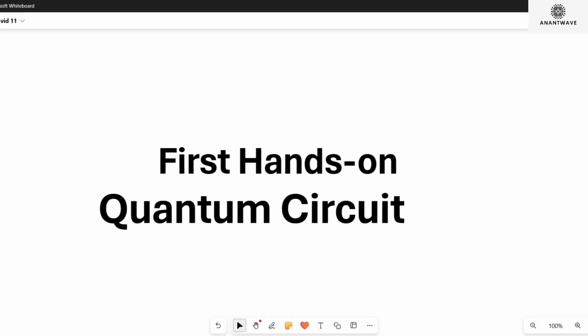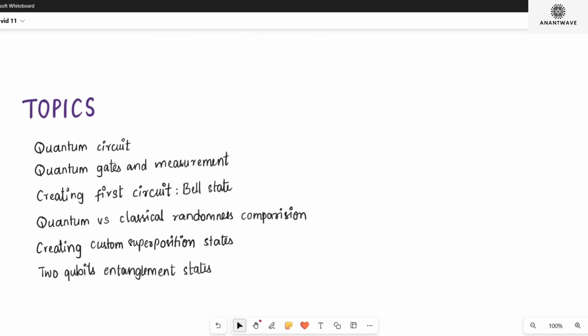Welcome to your first hands-on journey into quantum circuits. In this session, we'll explore how quantum circuits work and how quantum gates work, how measurement collapses states, and how we can construct meaningful circuits. You'll build your first Bell state, compare quantum randomness with classical behavior, create custom superpositions, and experiment with two-qubit entanglement, all key foundations for understanding real quantum computing.